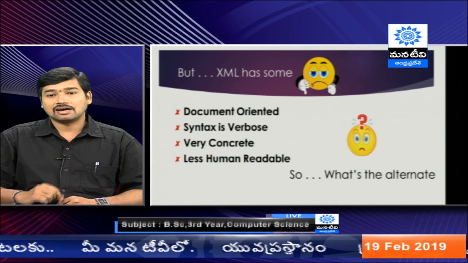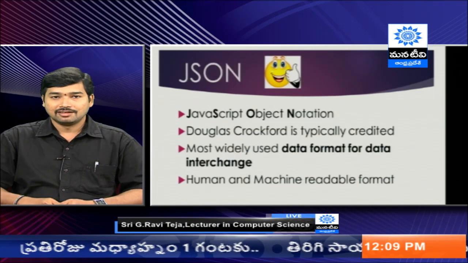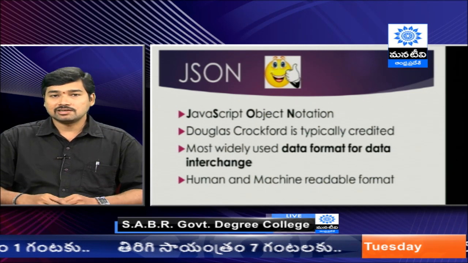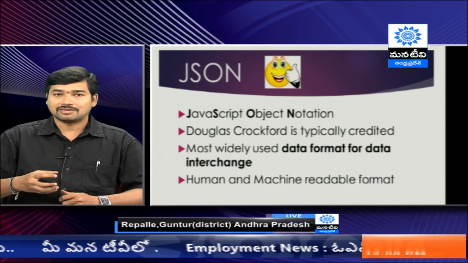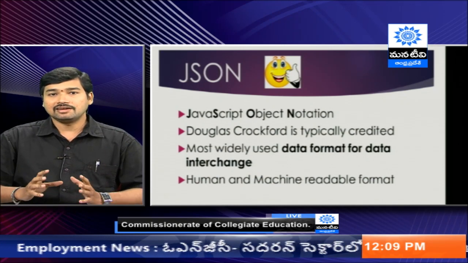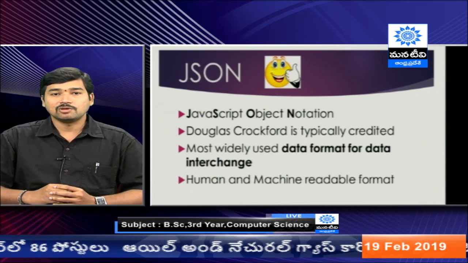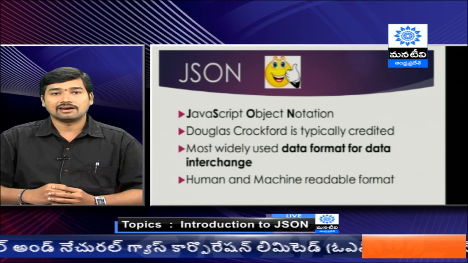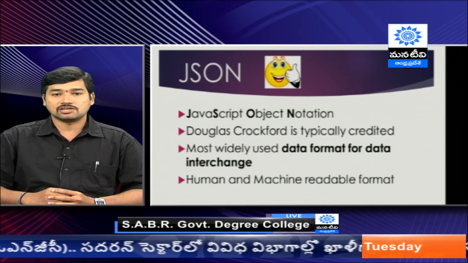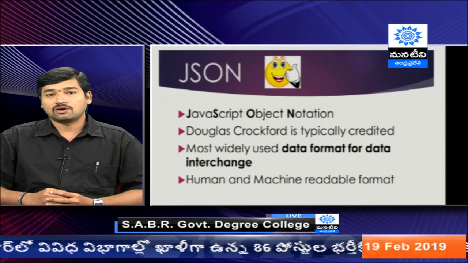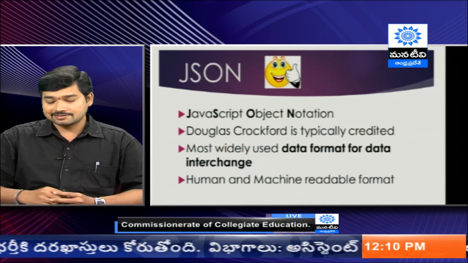So what's the alternative? Our best alternative to XML is JSON, JavaScript Object Notation. Actually JSON is not a new thing; it was reinvented by Douglas Crockford from JavaScript. He wanted a data formatting and interchange format that could be used in a language independent and common manner. So JSON plays a major role in data formatting and exchanging. And its beauty is that it is more human readable than XML. We will see an example in the later slides.